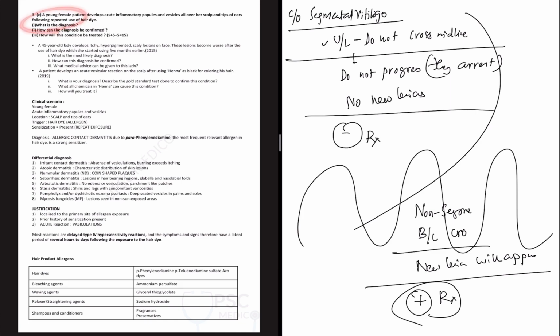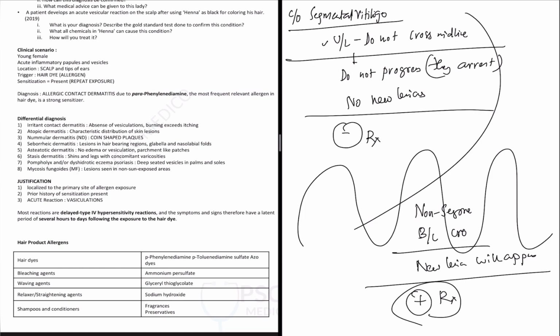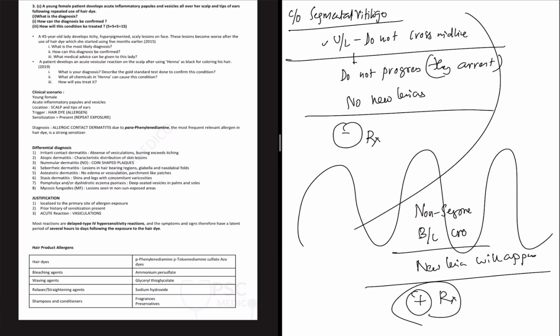What is the diagnosis in general? Because this is for 5 marks, you have to mention this. Now the final justification for this question is that the lesions mentioned here are localized to the primary site of allergen exposure, that is hair dye. There is a prior history of sensitization present, who is a frequent user of hair dye. And yes, there is an acute reaction or vesiculation. So this is what you need to know.